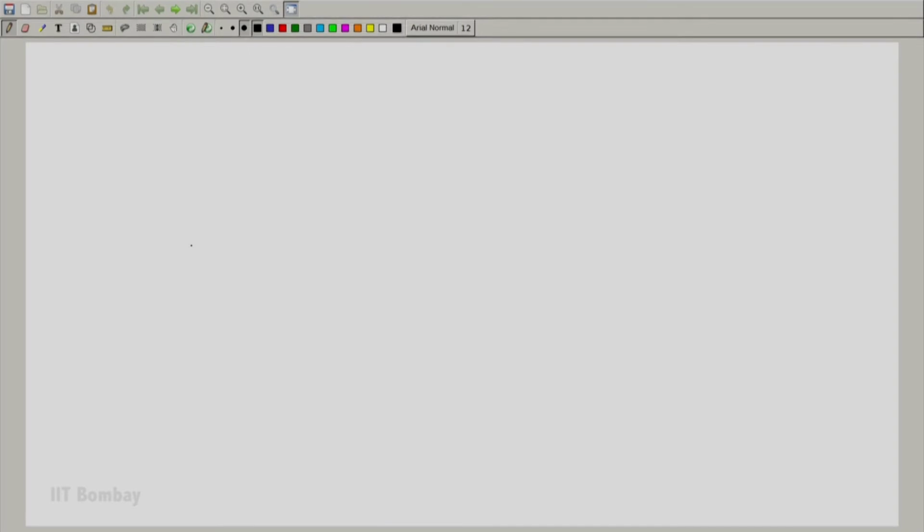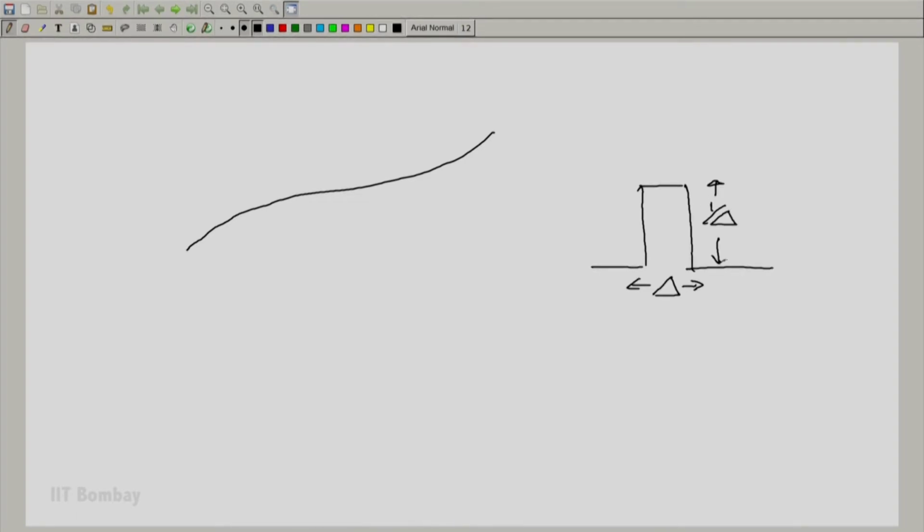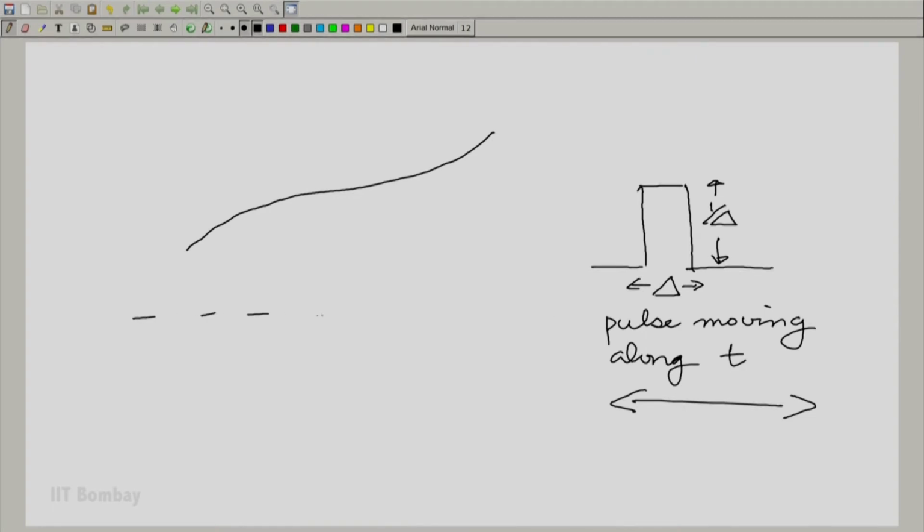So I have here this function which is smooth, continuous in that region which I have identified, and I have this very narrow pulse spanning an interval of delta and with a height of 1 by delta. You could visualize this pulse moving along the time axis. This function is a function of t, whatever t might be, time for example. And I move that pulse to bring it to a specific location. I brought it to this location here. Let's call it t equal to t0.